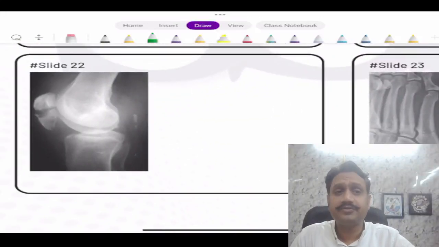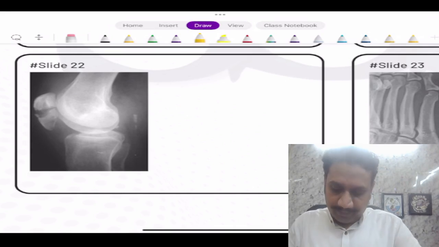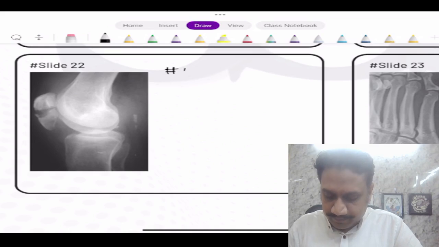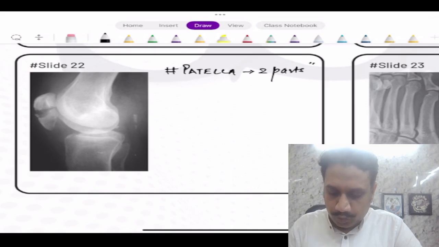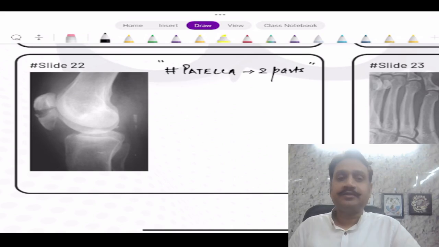Another very important image for your exam. This is from trauma itself again. So, what do we appreciate here? There are two parts of this patella, right? Fracture patella. And how many parts do we have here in fracture patella? These are two parts. The fracture patella, two parts. Okay.